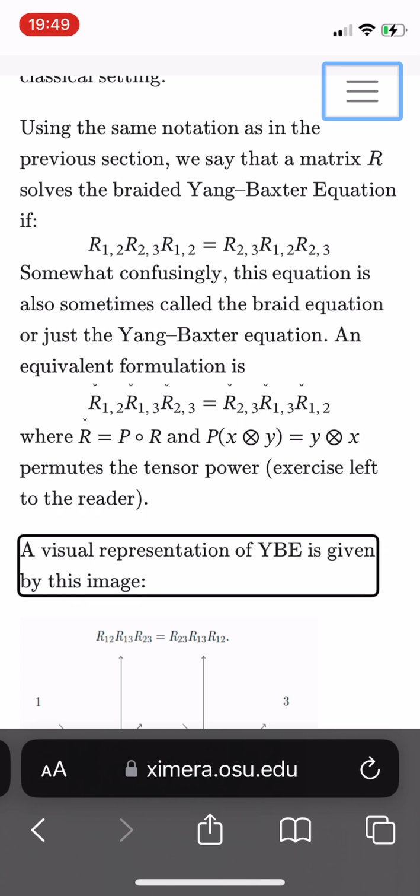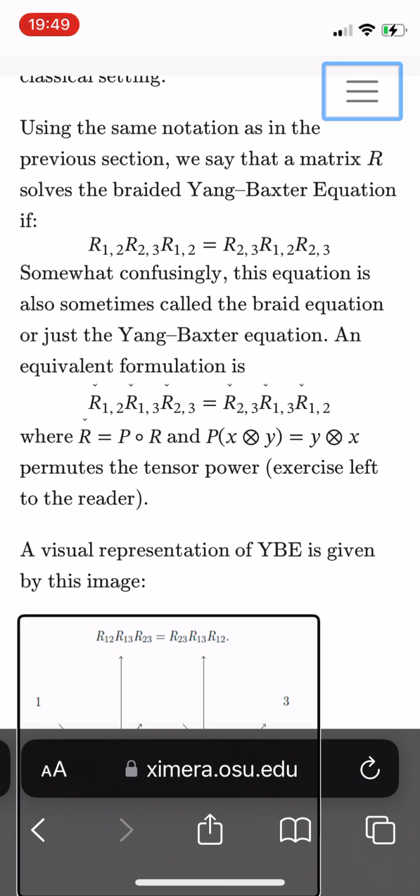A visual representation of the YBE is given by this image. The left-hand side has 3 lines labeled 1, 2 and 3. The strand labeled 1 is above the strand labeled 2, which is above the strand labeled 3. At the intersection of strands i and j is R_ij. Read from bottom to top, it is R_12 R_13 R_23, which is the left-hand side of the Yang-Baxter equation. On the right-hand side the middle strand labeled 2 has moved over and it now reads R_23 R_13 R_12, which is the right-hand side of the Yang-Baxter equation.